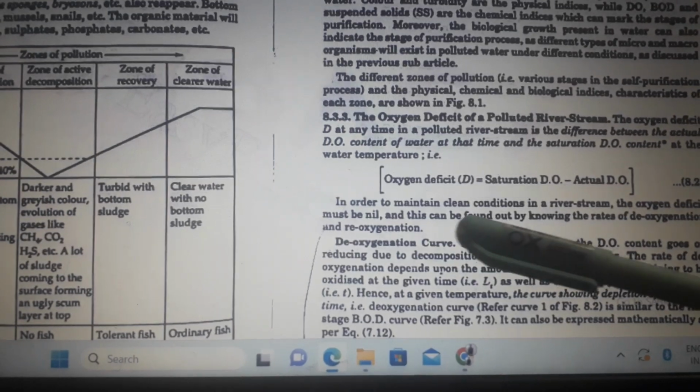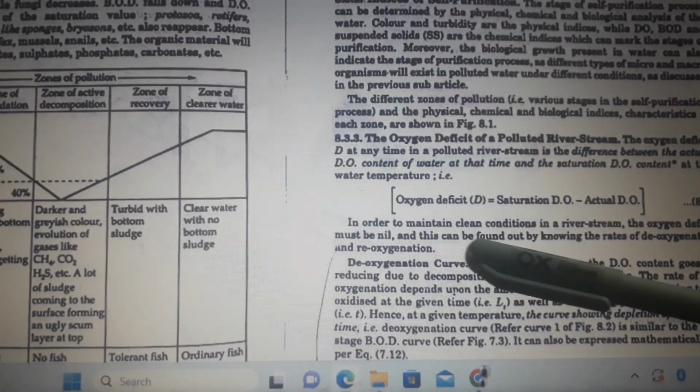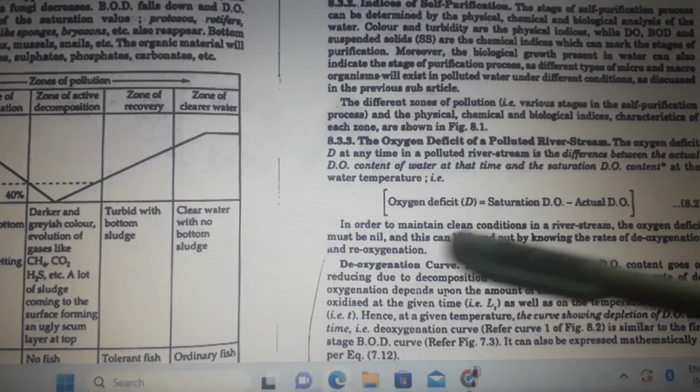In order to maintain clean conditions in a river stream, the oxygen deficit must be nil, and this can be found out by knowing the rates of deoxygenation.